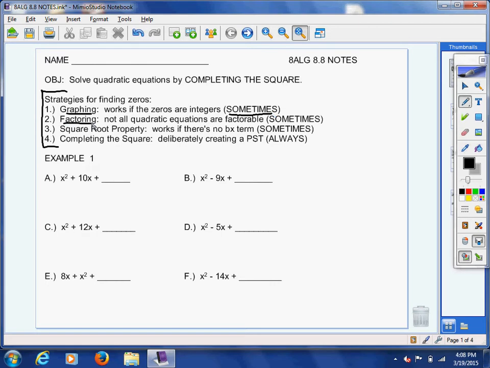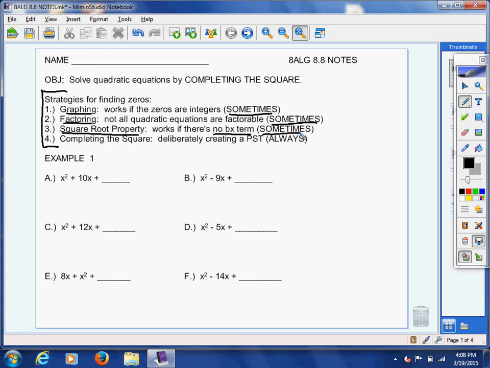Factoring, if it's factorable, then factoring is effective. But as we've talked about time and time again, not all quadratics are factorable. So sometimes that's an effective way of finding your answer. The square root property, sometimes you can use that if there's no bx term there. Then you can use it. But if there is a bx term, you can't use the square root property.